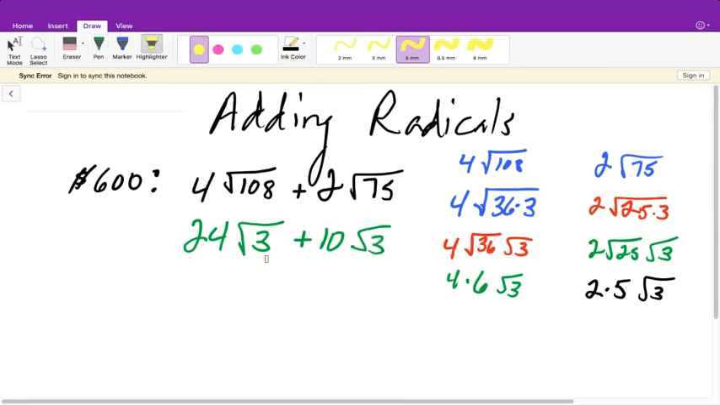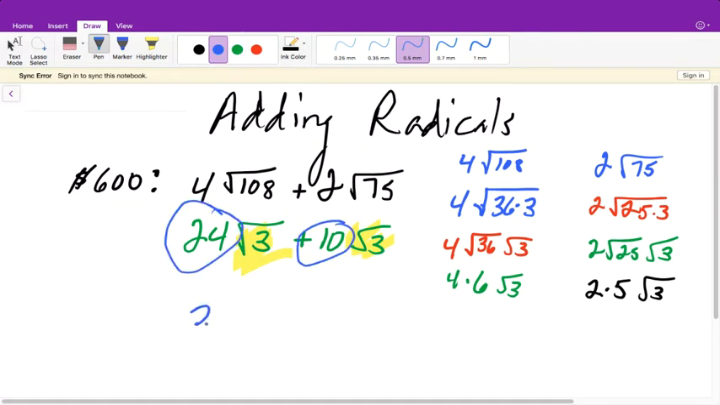Now we look and see, are these radicals the same? And if they are, we have to combine them. And yes, they are. So 24 plus 10 will give me 34 times the square root of 3. Final answer.